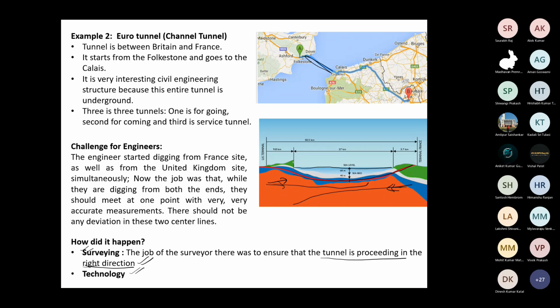Sir, how did the surveyor ensure that the tunnel is proceeding in the right direction? What happens when we have some instrument that will tell us where the true north is? If the surveyor is there, it will tell us the direction of the true north. I should know the true north. Now, suppose from the true north direction you are going with 30°.